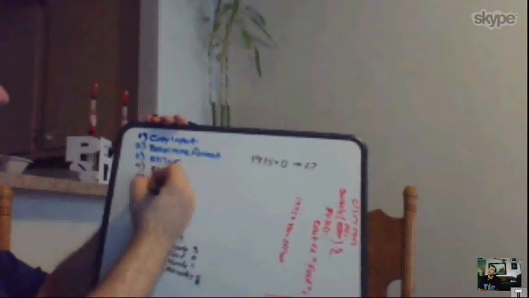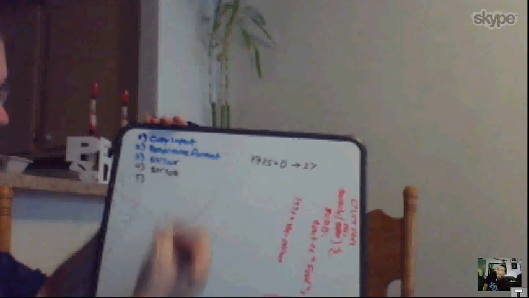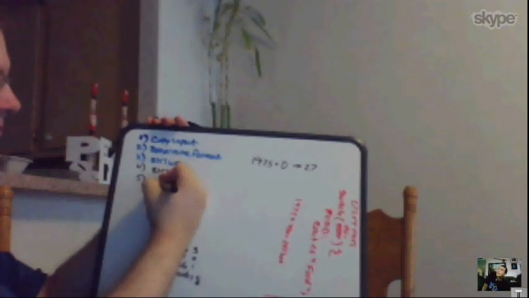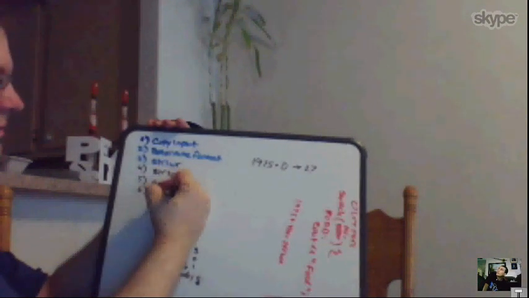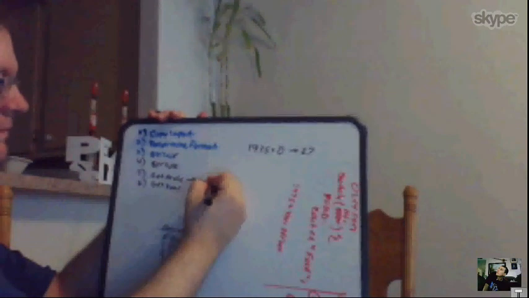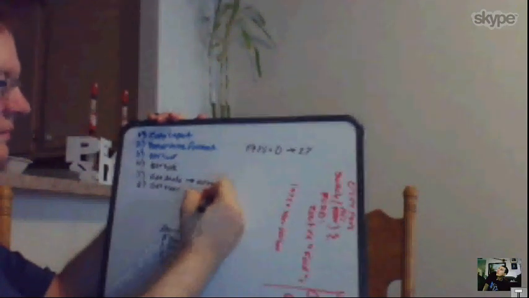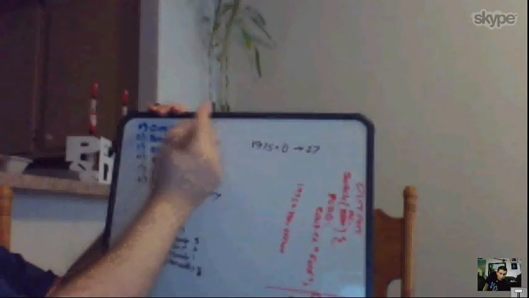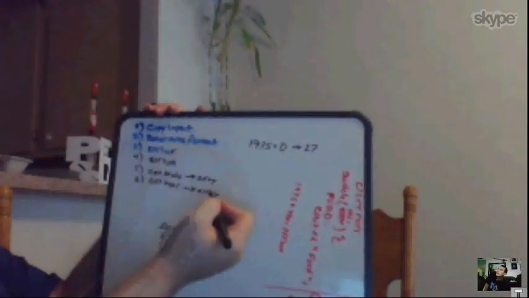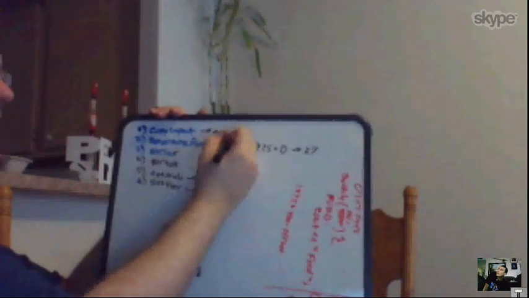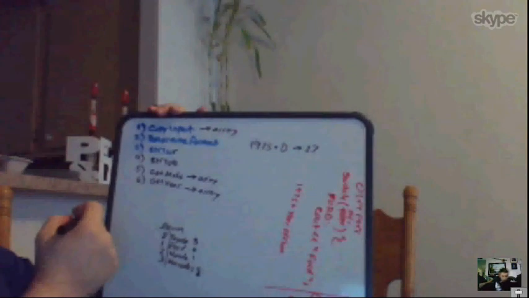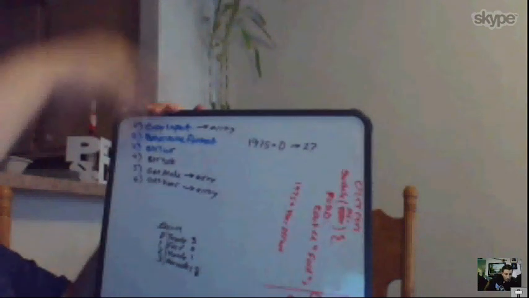And then 5 is probably get make. Yeah. 6, get year and store it to the array. Store that to the array. Instead of making a copy of the input, what if we just store that straight in the array also? The new array, right? Yeah, in our array to hold everything.